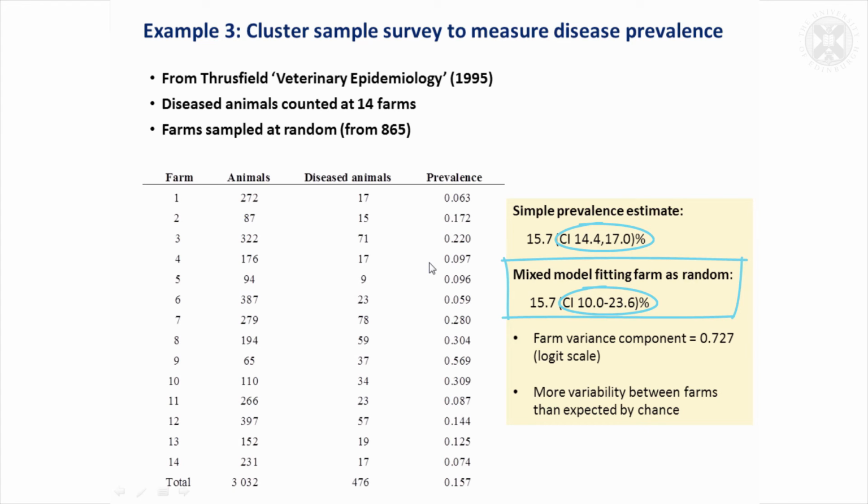So if we'd just gone with this naive estimate, we'd think, well, the amount of disease in all the animals across Africa is somewhere between 14.4% and 17%, whereas when we fit the more appropriate mixed model, we find that the confidence interval could go as high as 23.6%. So it may well be that that's how much disease there is in this area. So it's quite a different range of possible values for the amount of disease. So in that case, it was quite important to allow for that in the analysis.